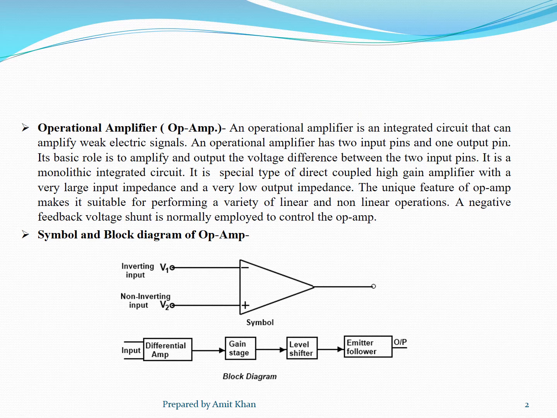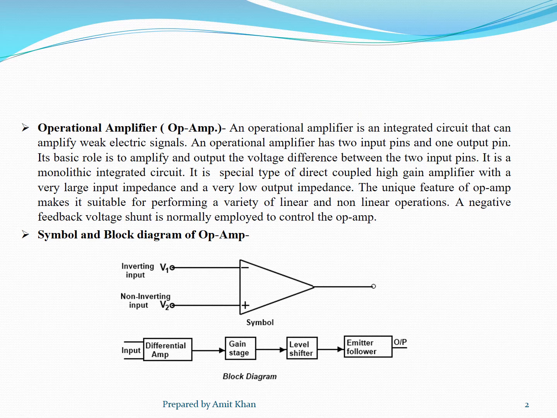It is a special type of direct coupled high gain amplifier with very large input impedance and a very low output impedance. The unique feature of op-amp makes it suitable for performing a variety of linear and nonlinear applications. A negative voltage shunt feedback is normally employed to control the op-amp.